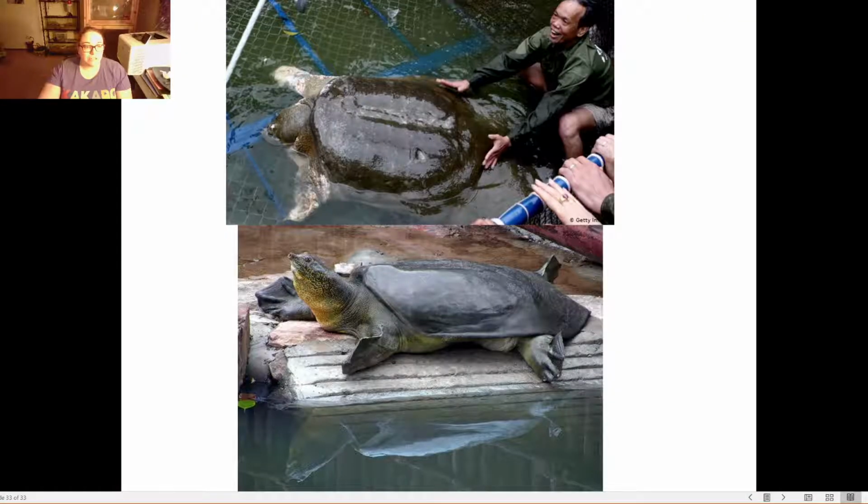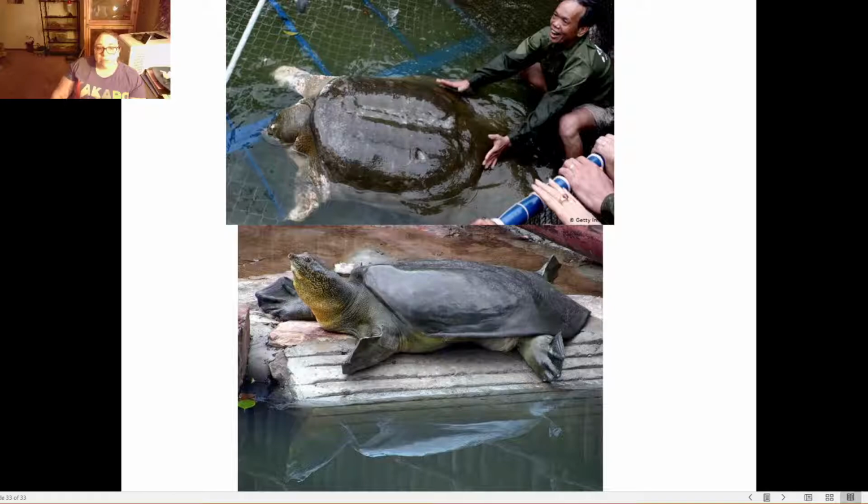Then we have a species that was considered functionally extinct. So this is the Yangtze giant soft shell turtle, and this is the largest freshwater turtle in the world. The largest individuals can weigh over 500 pounds. And they declined really drastically over the last 100 years. That's because of overhunting for food, hunting for alternative medicine, pollution, and the damming of the rivers where they live.